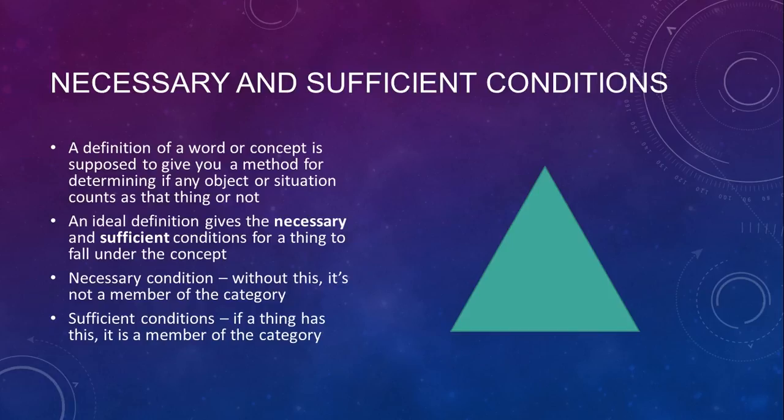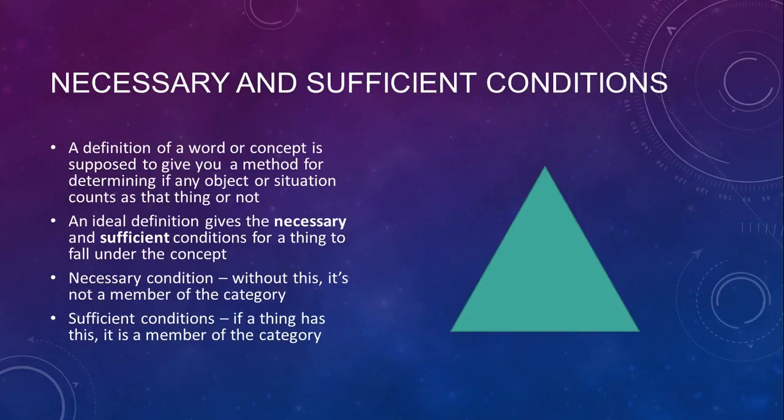An ideal definition would give you a crisp method, like a method that tells you what's necessary to fall into the concept and what's sufficient to fall into the concept. These are the ideas of necessary and sufficient conditions. So a necessary condition says, without this, anything that doesn't have this is not a member of the category. Notice that that is not identical to sufficient conditions, which tell you if a thing has this, then it is a member of the category.